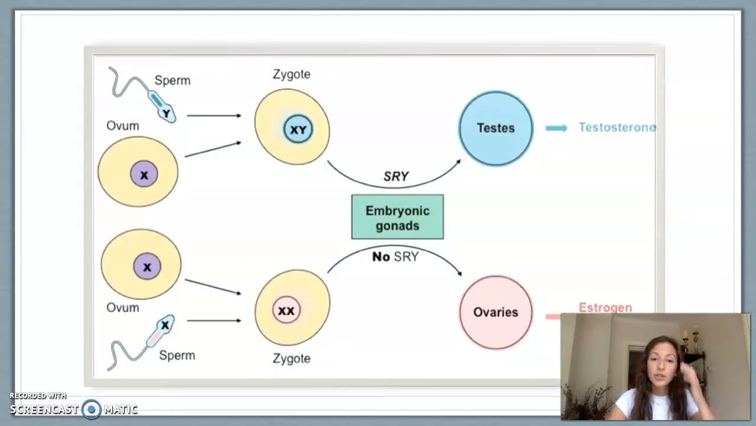In this picture, you can see the zygote: XY on top for the male has the SRY gene, which produces the testes, which then produce testosterone. The bottom one is XX, which has no SRY gene, and that turns it into the ovaries, and then the ovaries produce estrogen and progesterone.